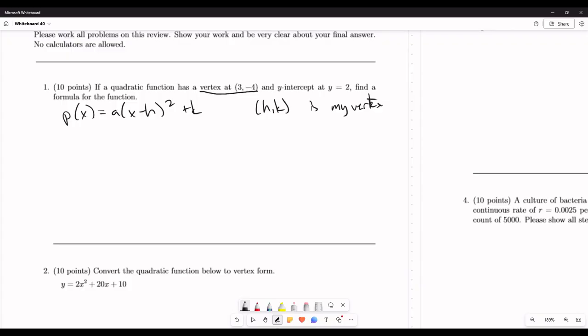So the first thing we should do is take this information about the vertex and plug it in. So we'll have p of x equals a times (x minus 3) squared minus 4. And now I need to find out what a is. To find a, I can use the fact that the y-intercept is y equals 2. Well, what's the y-intercept? The y-intercept is what happens when x equals 0. So when x equals 0, I should get 2 as an output. So let's go ahead and write that as an equation.